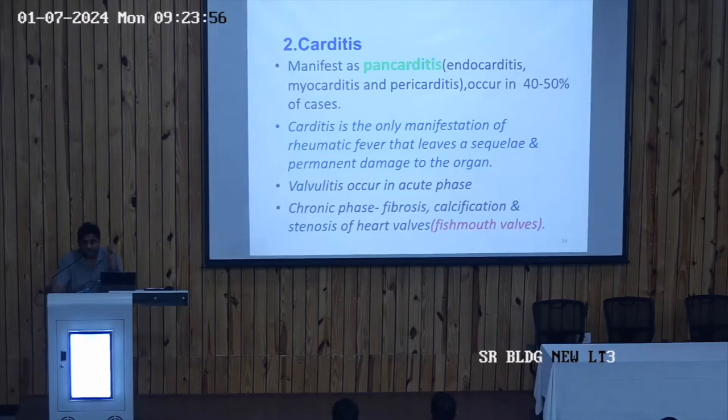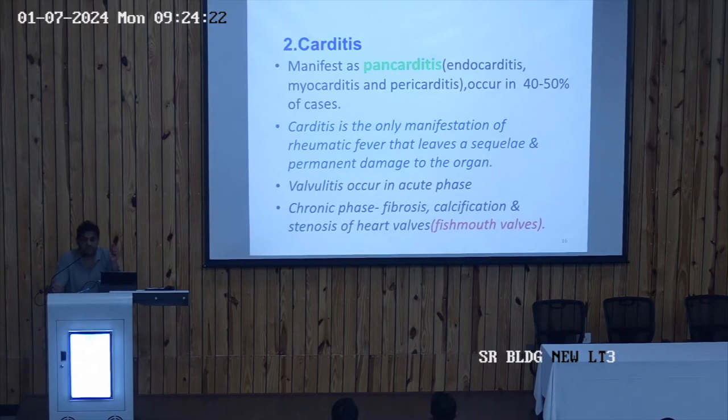Rather than the pericardium and the myocardium, in the valve there is a valvulitis. In the acute phase there is a valvulitis, or inflammation at the site of the valve. Then chronically, fibrosis and calcification start. Then this goes to stenosis of the heart valve, the so-called fish mouth valve. So first it starts as a form of valvulitis.